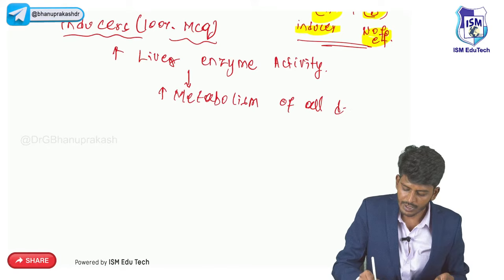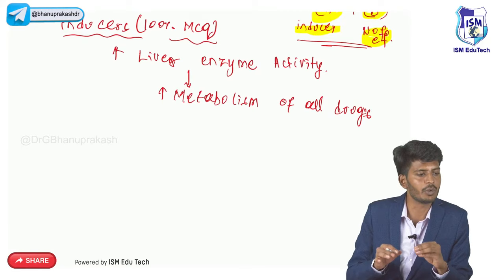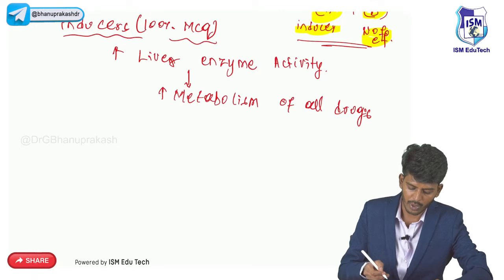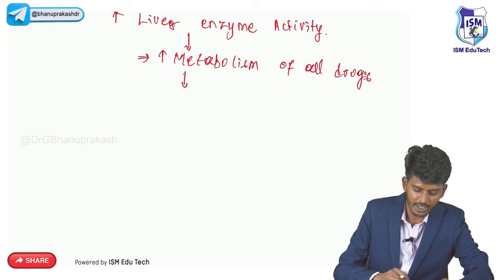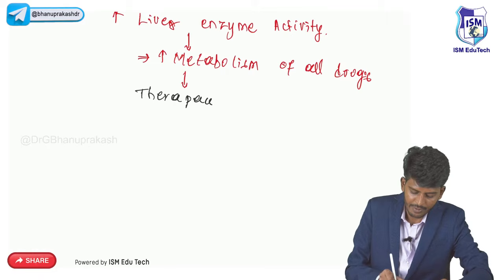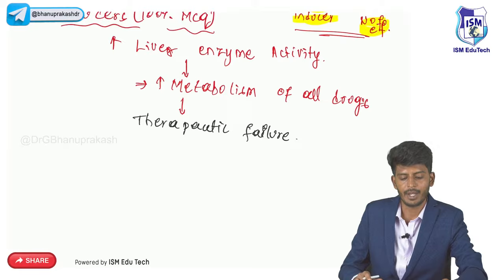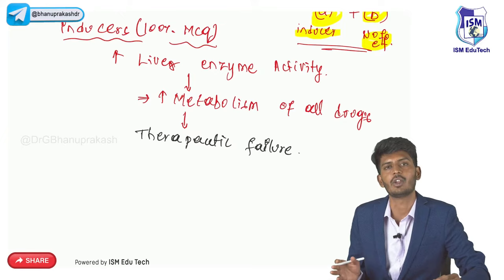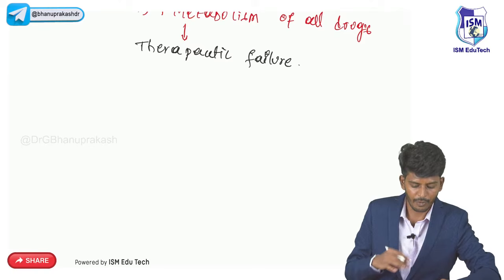So when you give an inducer, it will lead to excessive enzyme activity, increasing the metabolism of all the drugs. Automatically, if all the drugs get metabolized, it will lead to therapeutic failure. So if you combine any enzyme inducer, that can lead to therapeutic failure if doses are not adjusted properly. We will understand that with a classic example, but before going there, let's understand the drugs.